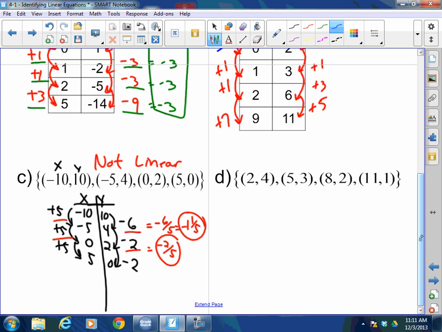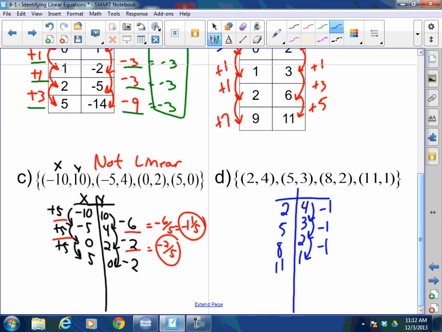Last but not least, I got 2, 5, 8, and 11 for x, and 4, 3, 2, and 1 for y. What do I do to 4 to get to 3? Subtract 1. Good. How do I get from 3 to 2? Subtract 1. How do I get from 2 to 1? Subtract 1.